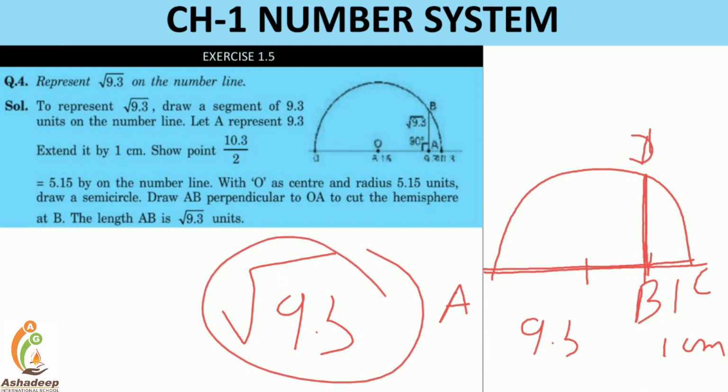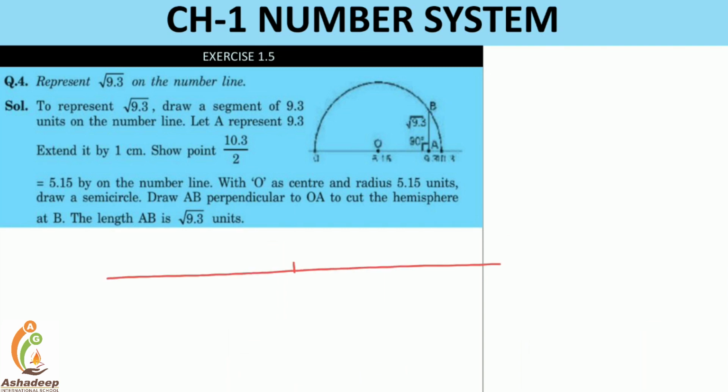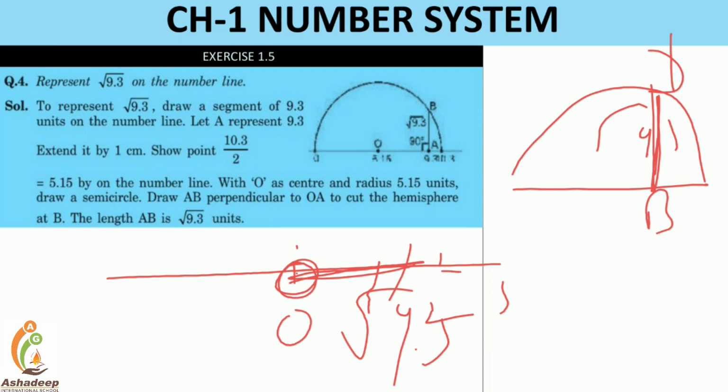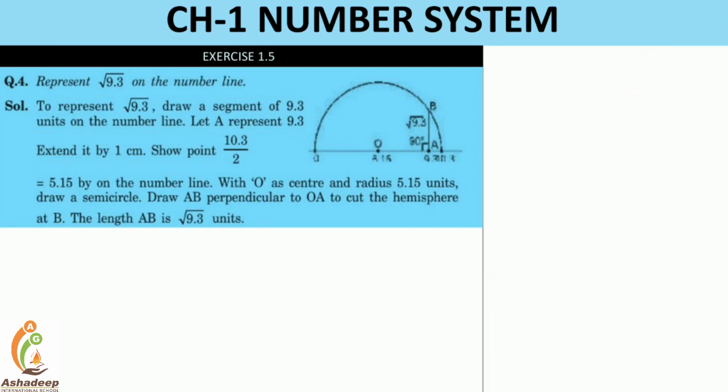Now this distance you can measure with the help of a divider and put it on the number line from 0. How? First of all, draw the number line. So here you can mark 0, 1, 2, 3, and from here you can take BD as the square root of 9.3. So measure this distance. Take the center as 0 and make an arc, so you will get this distance as the square root of 9.3, right? So simple. Now let's move ahead with another sum.